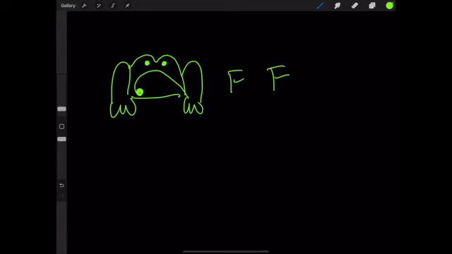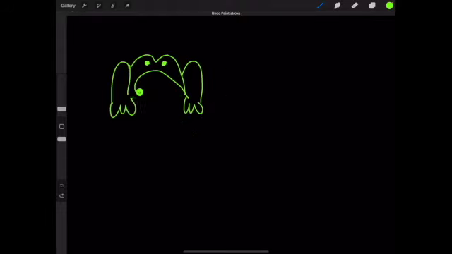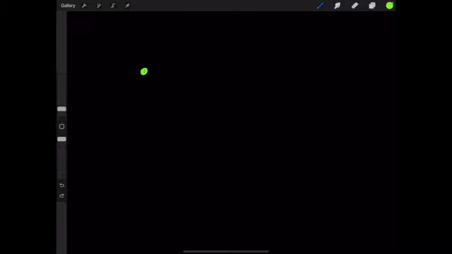Funny frog. And it's basically a funny frog. So bass clef, right? And the FF, funny frog, it tells us where the F is located at.